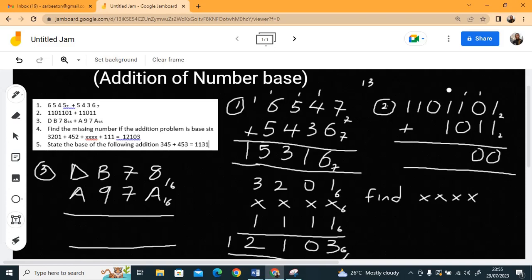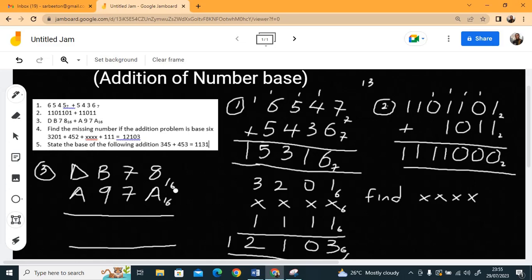2 goes in 2 once, remainder 0. 1 plus 1 plus 1 is 3. 2 goes in 3 once, remainder 1. Sorry, are you following? The 1 will be carried here. So this one plus 0 is still 1. Then this one will come down. This other one will also come down, because the one at the bottom here is 0. So this is the final answer for this one. Let's now move to the last one.